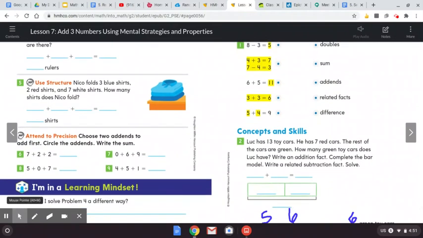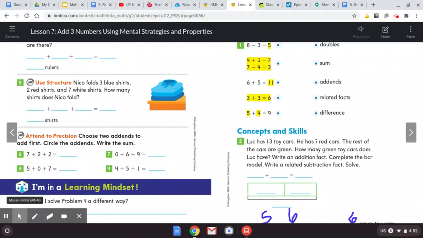Be sure to show your work and do this on your own, and you can get someone to check it for you. The last part is called attend to precision. That means that you're being very careful to check your work and to look at your problem very closely and that you're adding those addends carefully to find your sums. Choose 2 addends to add first. Circle the addends and then write the sum.